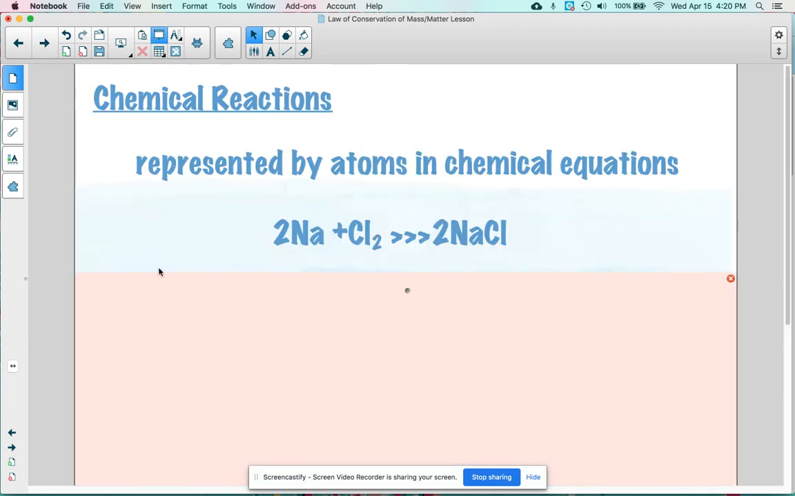Now, chemical reactions are represented by atoms in chemical equations. So for example, we have 2Na plus Cl2 yields, that's the arrow sign, and the arrow didn't look right, so I put those couple carets there, 2NaCl. Now, in a chemical equation, you have different elements. Na is sodium, Cl is chlorine, and they form NaCl, which is commonly known as table salt.